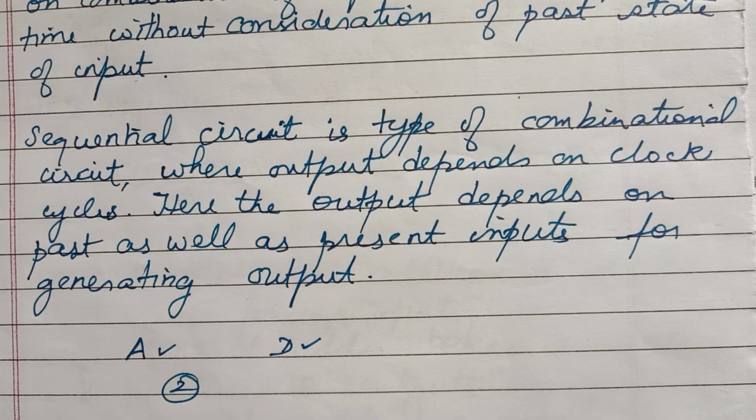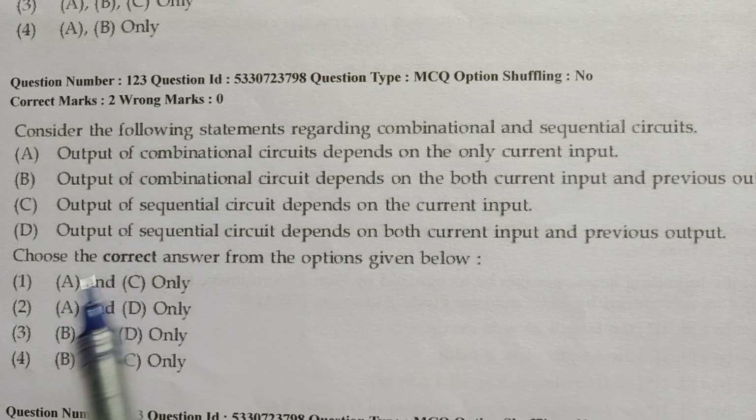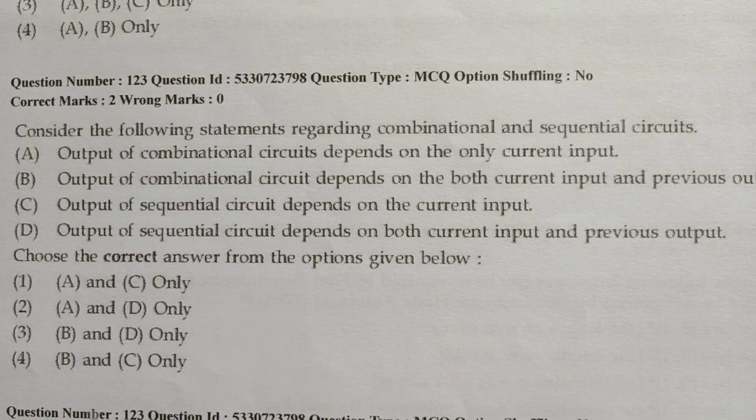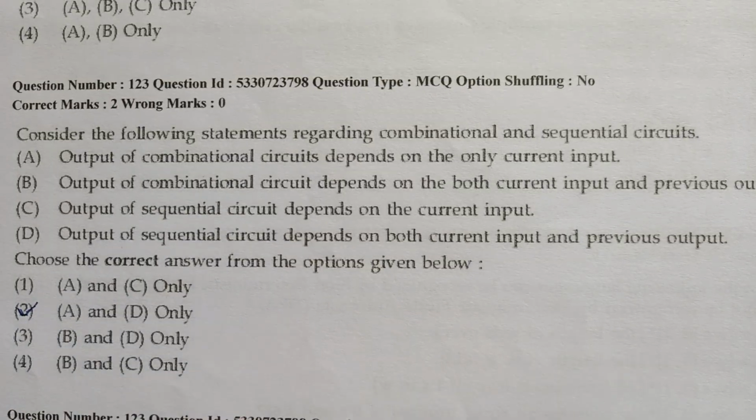So what is the answer? Here the output of the combinational circuit depends only on the current input. Yes, true. And D, output of the sequential circuit depends on both the current input and the previous output. This is also correct. So A and D are correct, and the correct answer is the second option, that is 2.